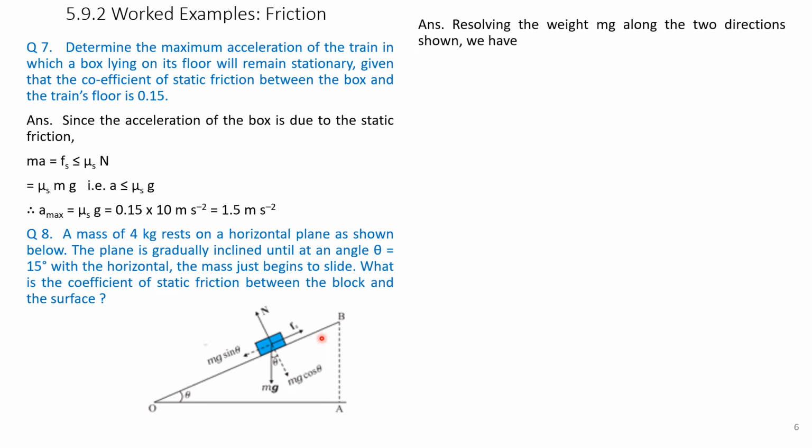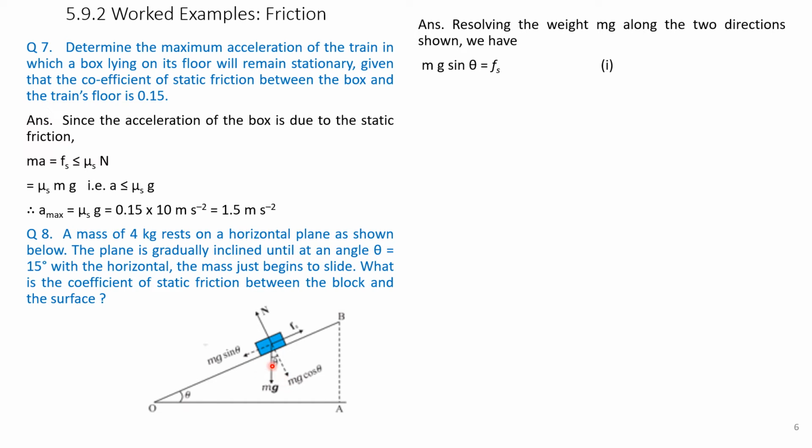Let us solve it. Answer. Resolving the weight mg along two directions. We know the force mg due to weight acts downwards. Weight of the box acts downwards, mg. So we have to resolve this force into two components. The component along the plane is mg sin theta, shown on the left side, and the perpendicular component is mg cos theta.